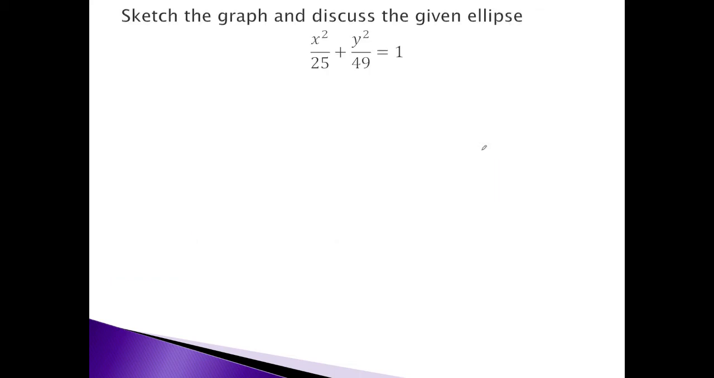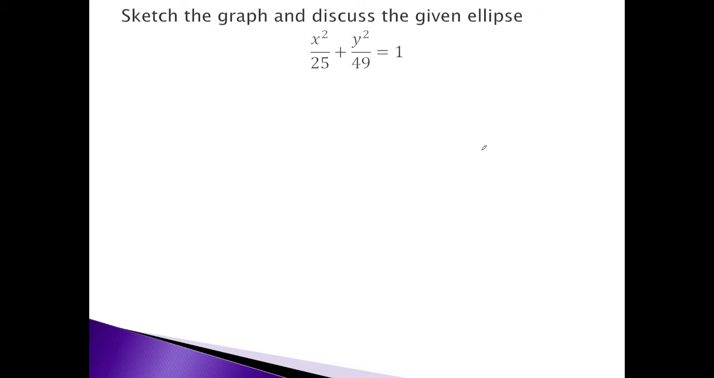Sketch the graph and discuss the given ellipse. So I have x squared over 25 plus y squared over 49 equals 1. Is the denominator under the x squared or the denominator under the y squared bigger?